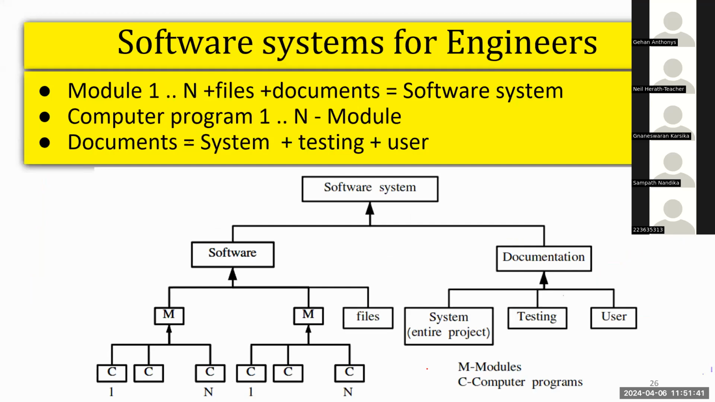So this is some kind of explanation in a hierarchy. The software system is based on here. It is made of software plus documentation. And remember, the complete software system is not only the software. You have to document properly as well. Then that is what we call the software system.